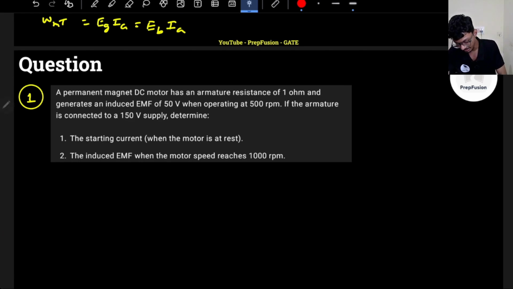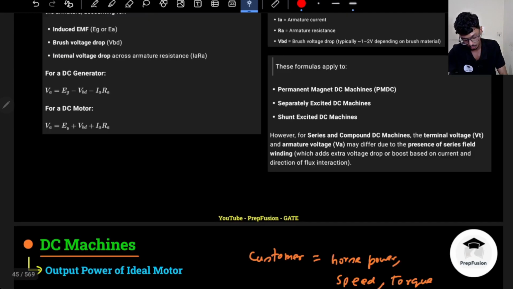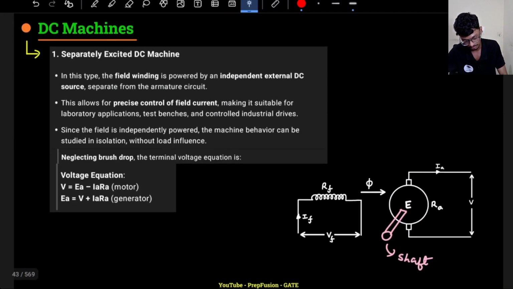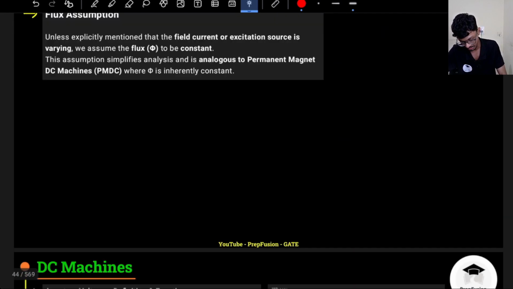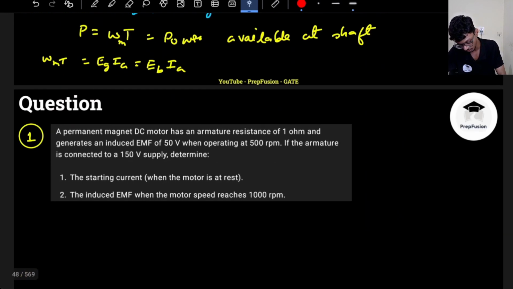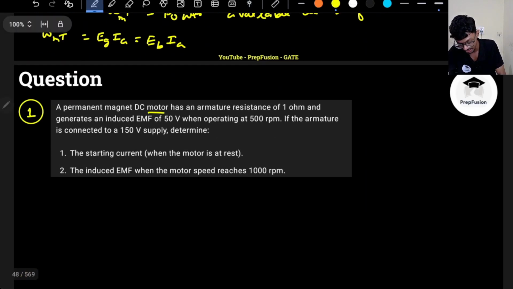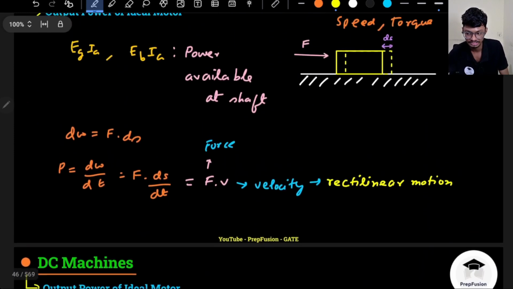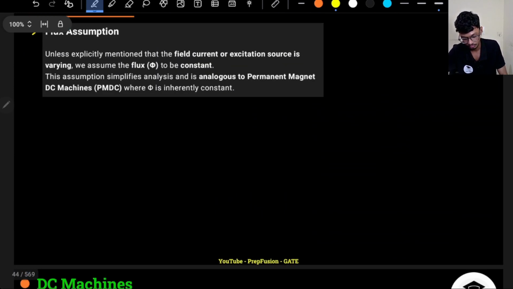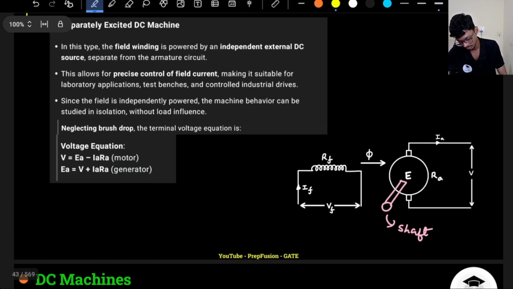A permanent magnet DC motor has an armature resistance of 1 ohm. Whenever any DC machine question comes, either draw the diagram or start writing the data; either one works. Here it is a permanent magnet DC motor. They explicitly mentioned it is a motor. If they don't want to mention whether it is a motor or a generator, they will say it is a DC machine.